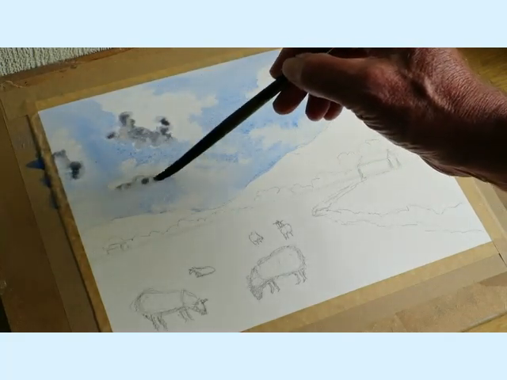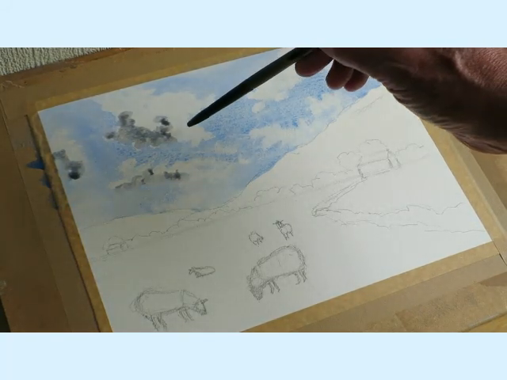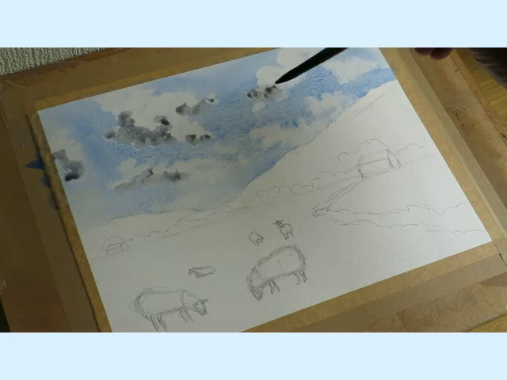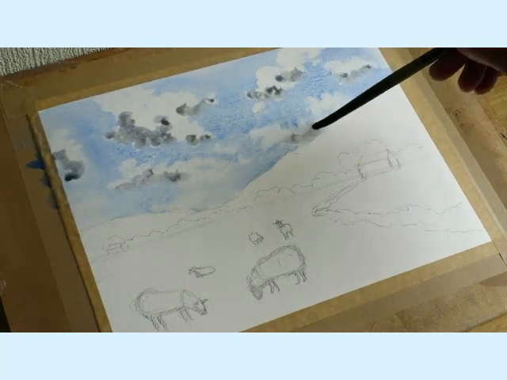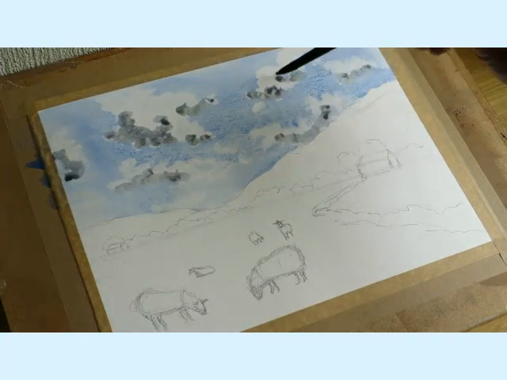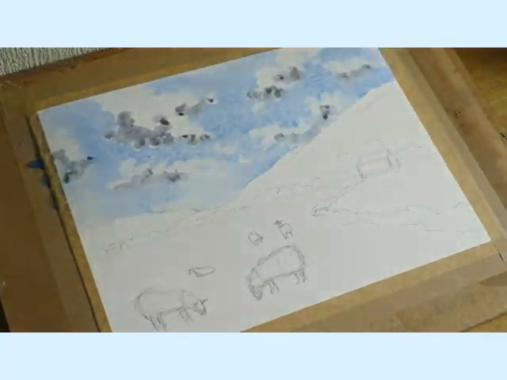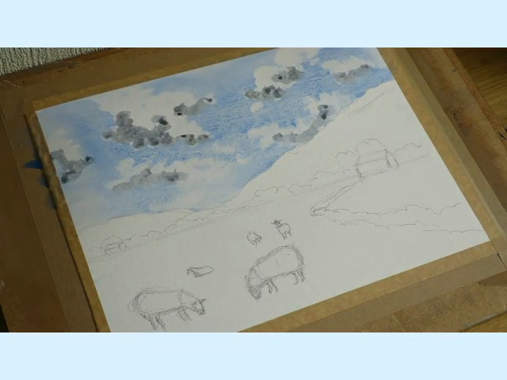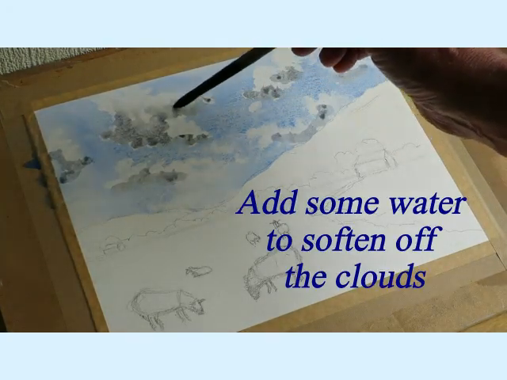Just adding it at the bottom. Add some down here and a bit there, another bit here, and some bits there. Right, so what we need to do now is soften off the paint, just get some water and drag it about here.